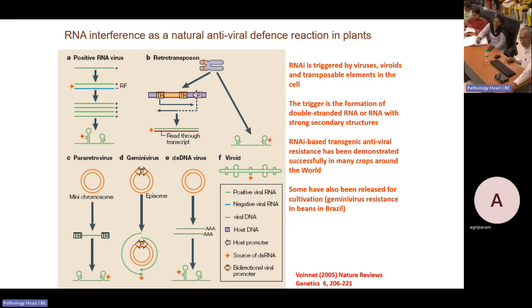So, RNAi-based transgenic antiviral resistance has been demonstrated in many crops around the world. In the last 30 years or so, there are several publications where people have used an RNA interference-based strategy to develop resistance against various viruses in various crops. And at least one of them has been released for cultivation in Brazil, for resistance against a geminivirus in beans, common beans.